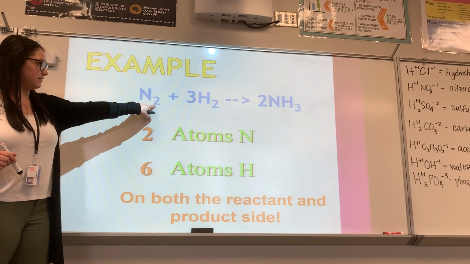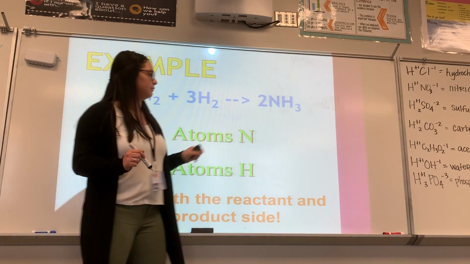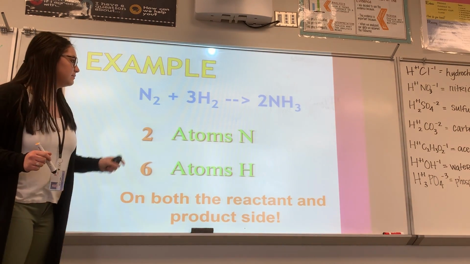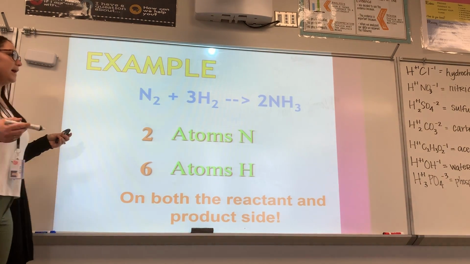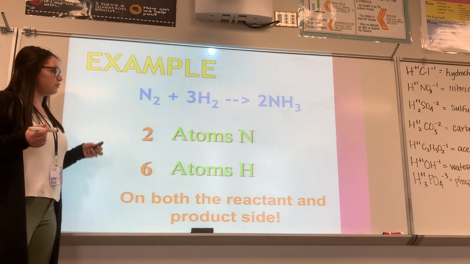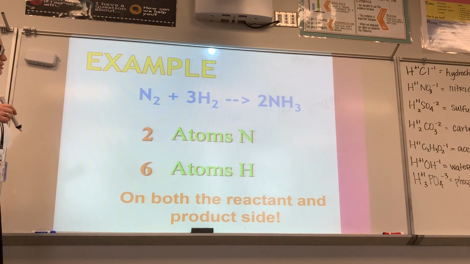I have 2 atoms of nitrogen here, which means I have to have 2 on our product side. I have 6 atoms of hydrogen here, which means I have to have 6 on our product side. That is balanced, and that is conserved through stoichiometry and through our chemical equations.